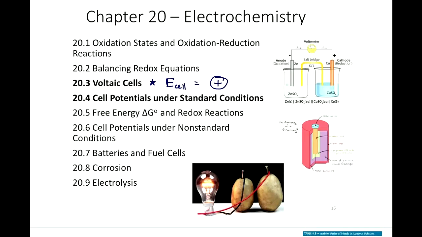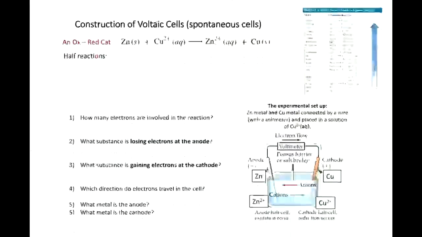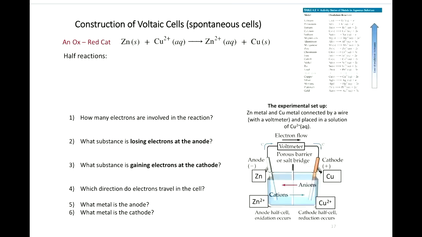It's how this potato demonstration works. So let's look into it. All right, so I have an example of a spontaneous redox reaction. We call this a voltaic cell. Once it's set up into a cell like this, where we have the cathode and anode in contact with one another via a salt bridge, we call it a voltaic cell when it's a spontaneous cell.